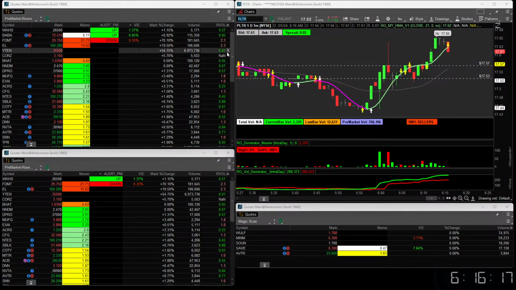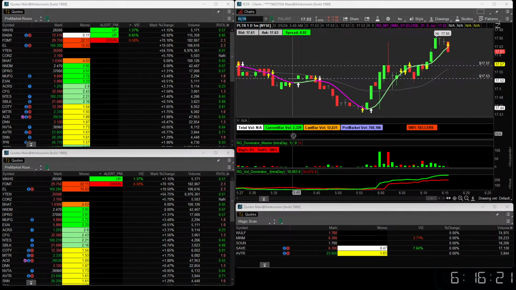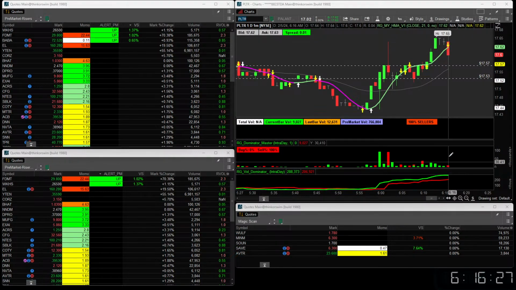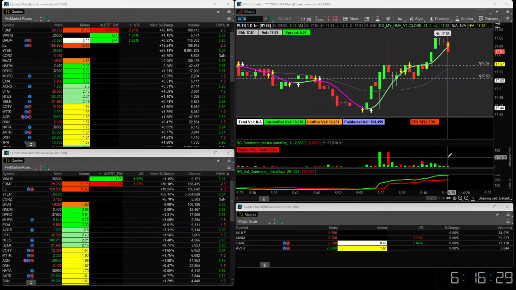So before you get into anything, check the spread, and we need a lot of volume right here in this green section that says current bar volume. And we need tall green bars over here in Dominator Master.